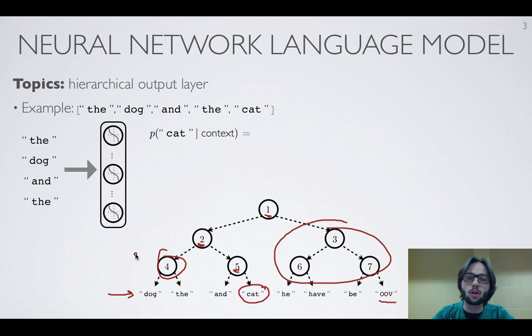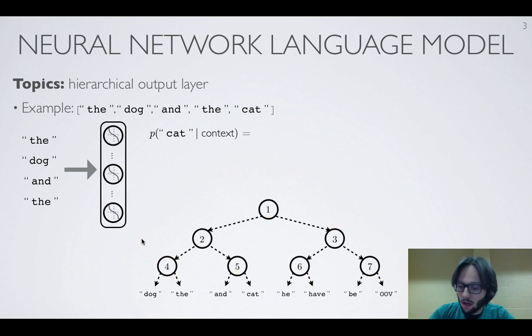So if we look at the probability of one specific word, then computing it has a computational burden proportional to the depth of the word in the tree. And if we have a balanced tree, it's going to be logarithmic, so it's going to be much more efficient to compute one specific probability.